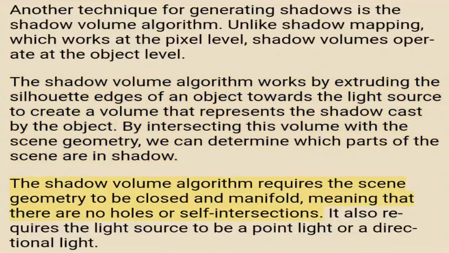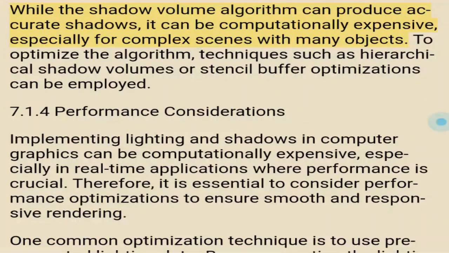The shadow volume algorithm requires the scene geometry to be closed and manifold, meaning that there are no holes or self-intersections. It also requires the light source to be a point light or a directional light. While the shadow volume algorithm can produce accurate shadows, it can be computationally expensive, especially for complex scenes with many objects. To optimize the algorithm, techniques such as hierarchical shadow volumes or stencil buffer optimizations can be employed.